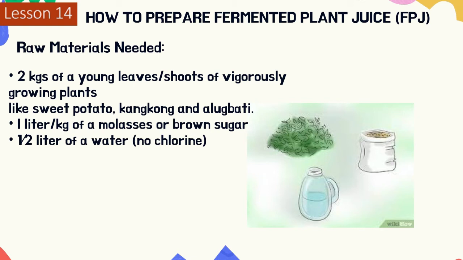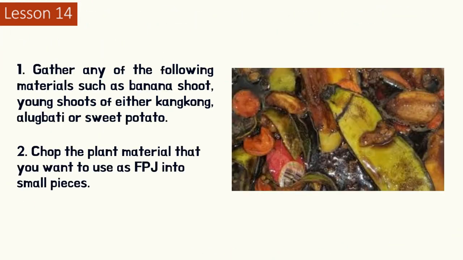These are the materials. 2 kilograms of young leaves, shoots of vigorously growing plants like sweet potato, kangkong, and alugbati. 1 liter or kilogram of molasses or brown sugar. Half liter of water, no chlorine.